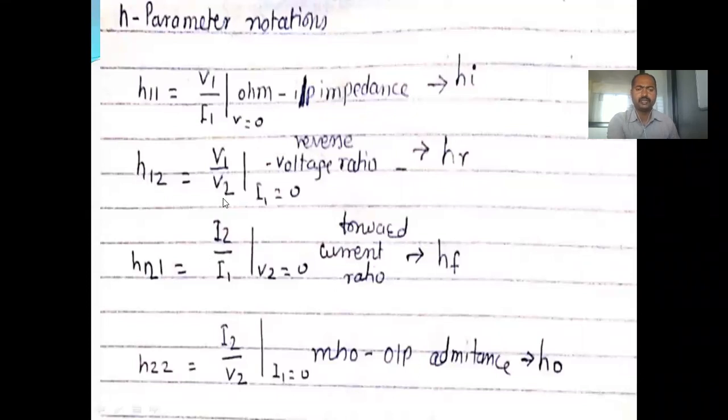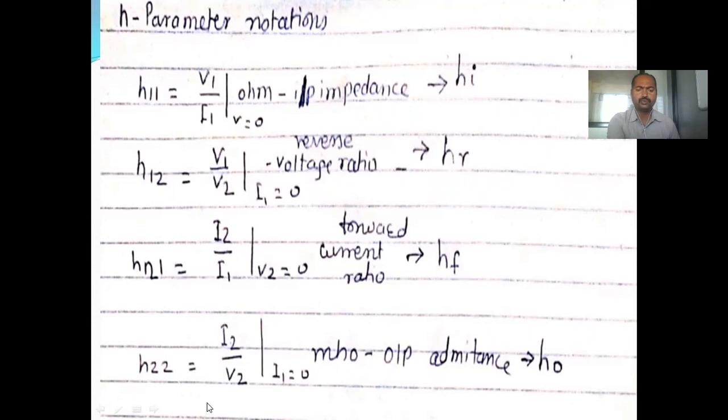H21 is the current ratio I2 divided by I1, when the other term V2 is equal to 0. This is the forward thing, that's why it is called the forward current ratio. This is nothing but HF.